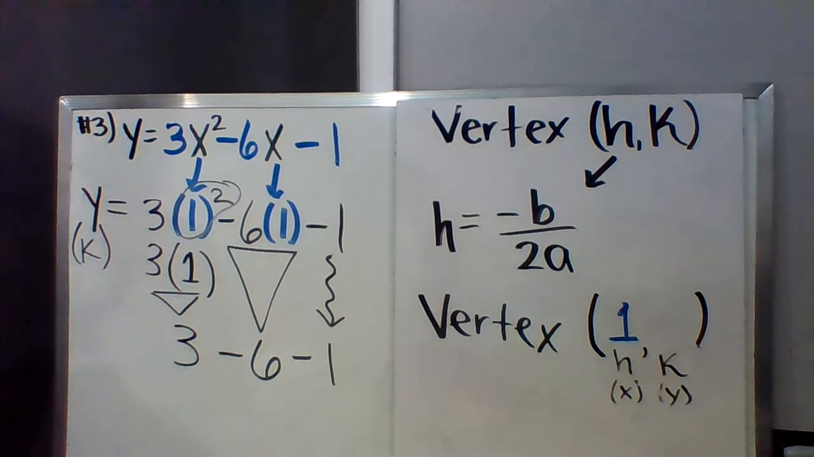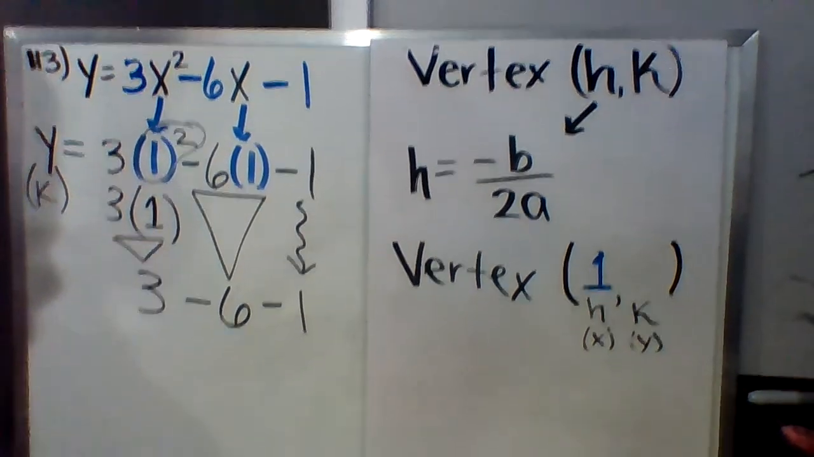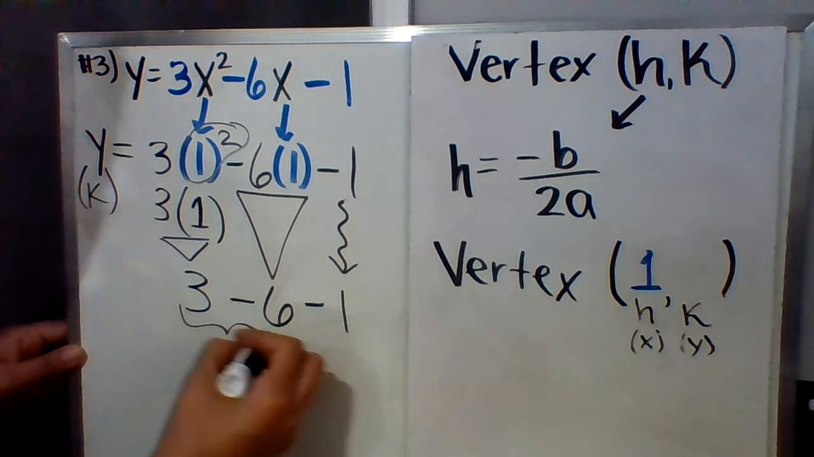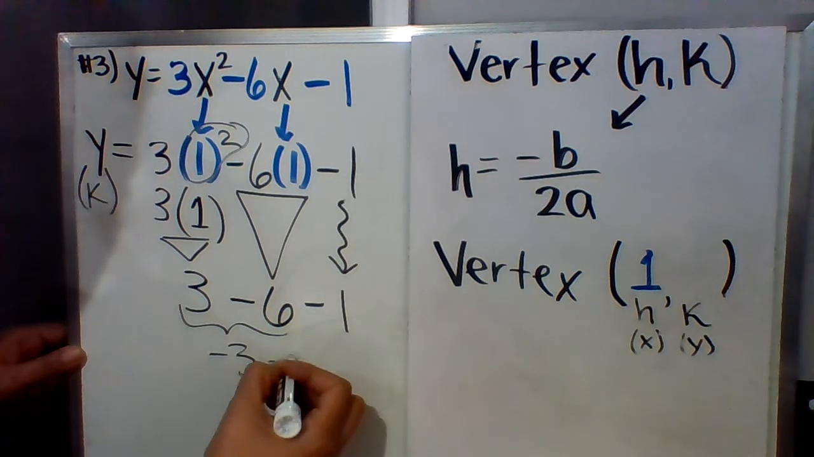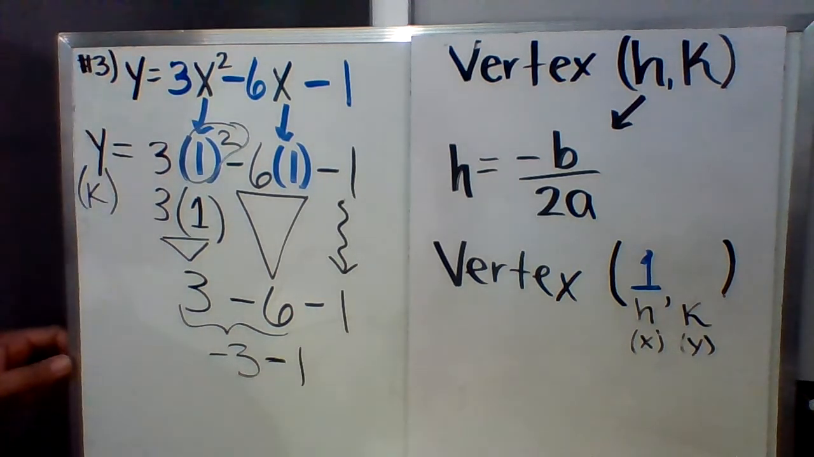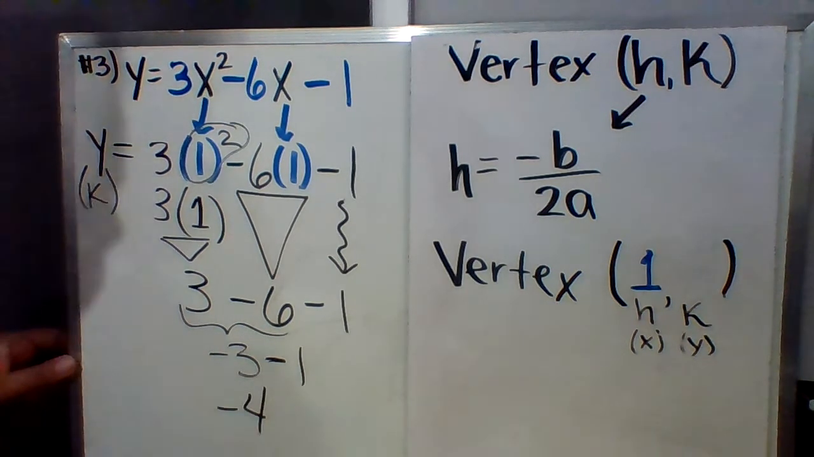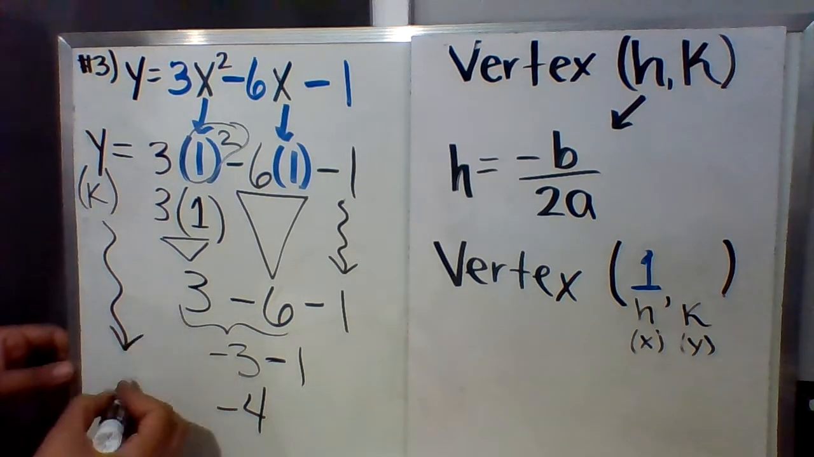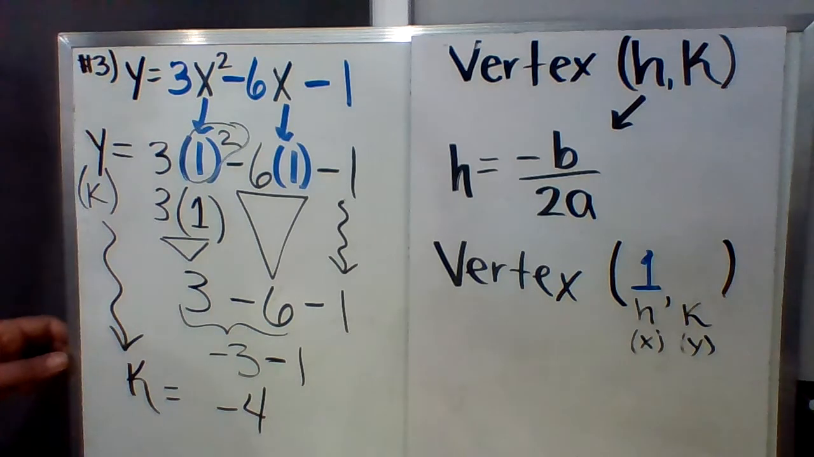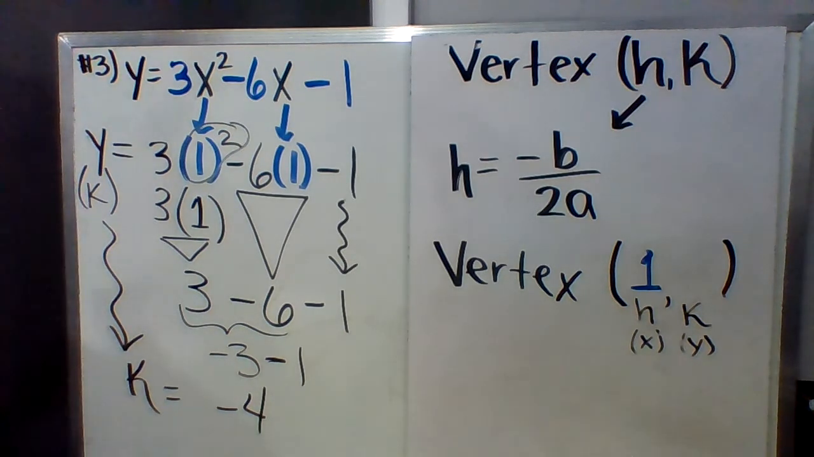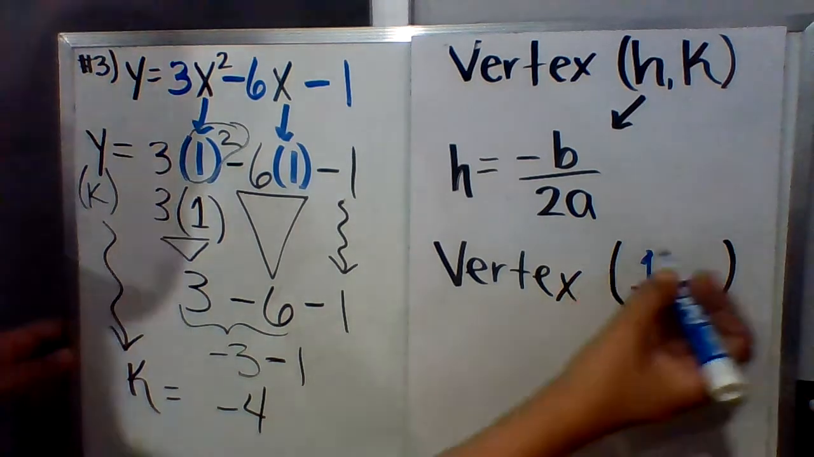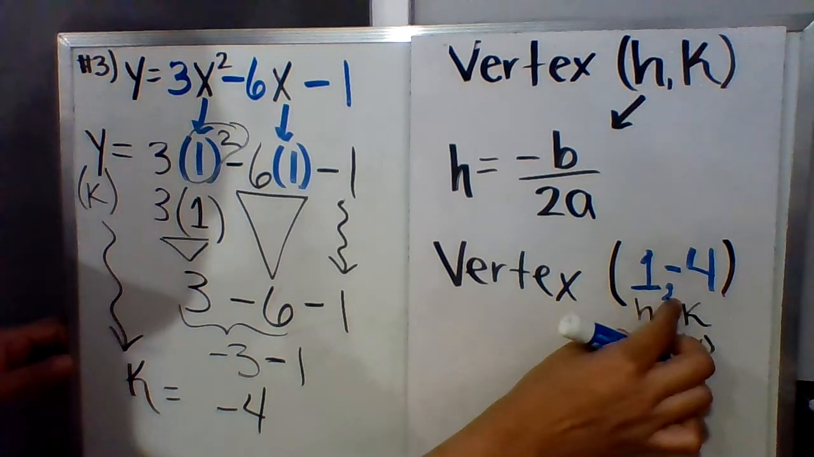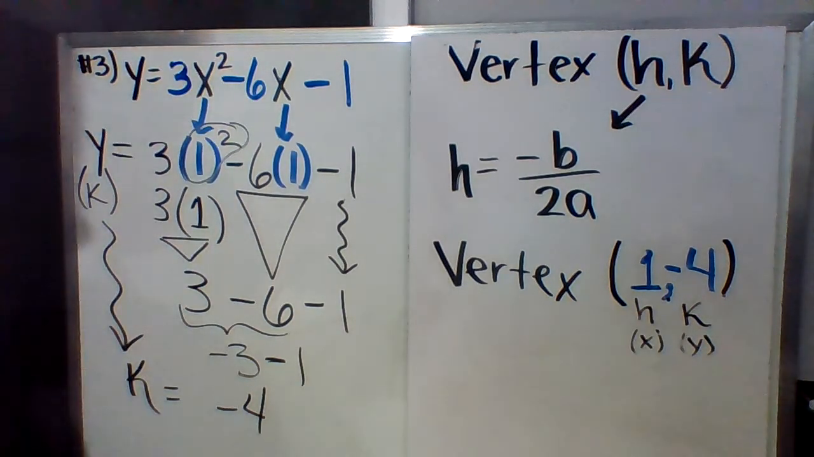All right, so now we have to figure out what's 3 take away 6, and then take away 1 more. So 3 take away 6 is -3. And then if you take away another 1, that's going to give you -4. What equals -4? Well, the Y, the K, right? The input, the partner. So the K, H's partner, is equal to -4. So now we can go over here to our vertex, and we have our answer. It equals -4. Okay, so our answer is 1, -4.